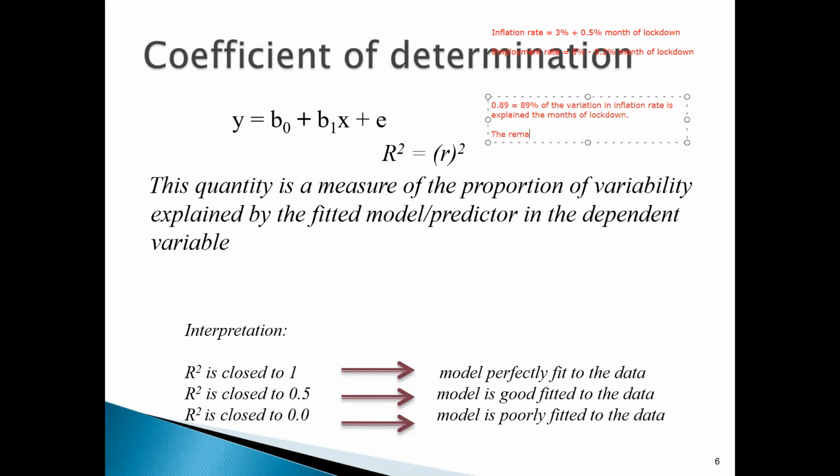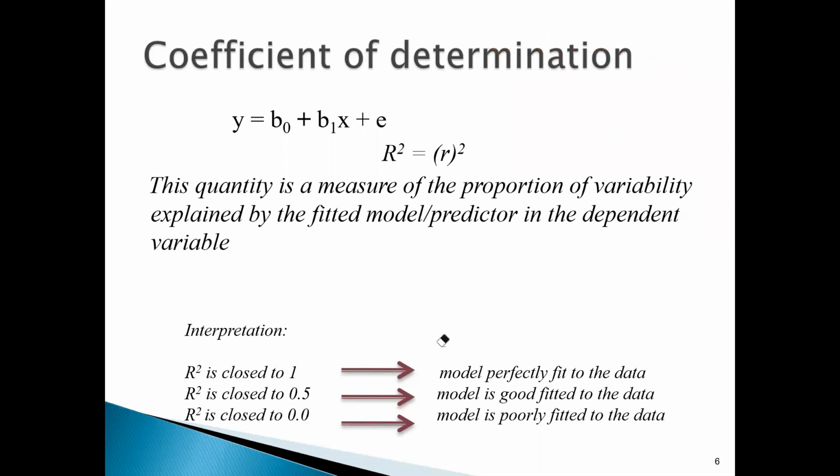The remaining 11%, this is not a part of interpretation, but we are saying that the remaining 11% is with this error quantity. The remaining 11% is not explained by the months of lockdown. There are other factors which are actually increasing the inflation rate. So the remaining 11% is based on some error. There may be some other variables which are affecting, but this is not explained by this regression model. This regression model only explains the 89% of the variation in the inflation rate overall.